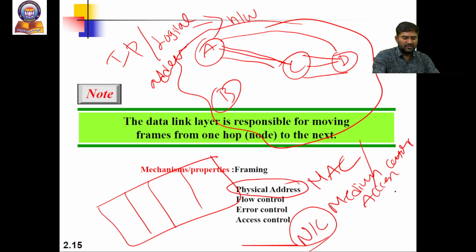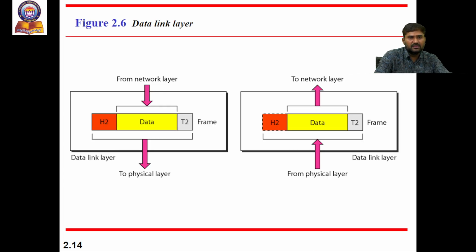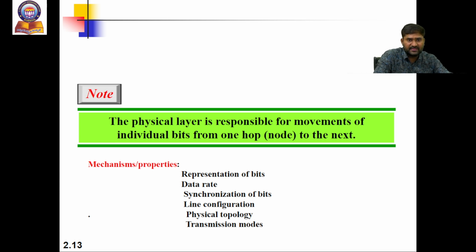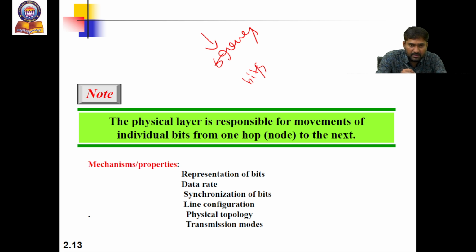We also see flow control, error control and access control. These are very important. We will talk about them in the coming classes. So right now my data goes to the last layer, the physical layer. What is the main responsibility of the physical layer? The physical layer is responsible for moving individual bits from one hop to the next hop. Individual bits means that from the data link layer I am sending the data in the format of frames. When the frames are received at the physical layer, they are divided into bits. It's nothing but zeros and ones.